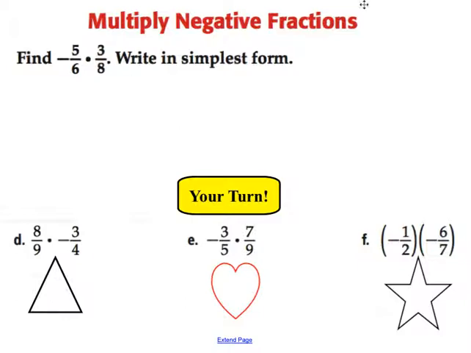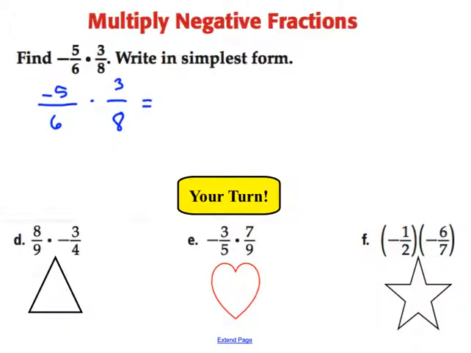Negative fractions are exactly the same. You just have to be careful of your signs, okay? So in this problem we have negative 5/6, and I usually just put the negative with the top number so that I don't forget about it, and then multiplying that by 3 over 8.